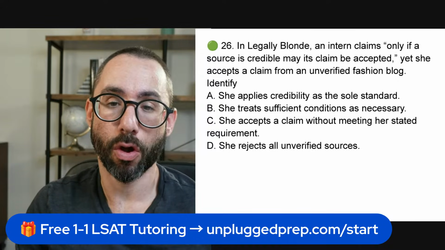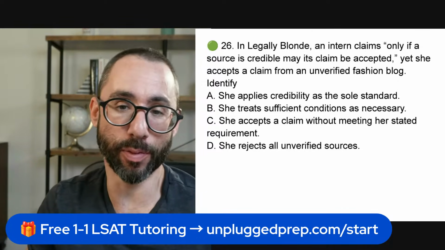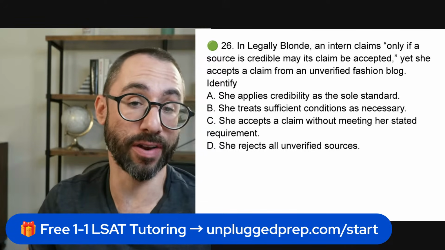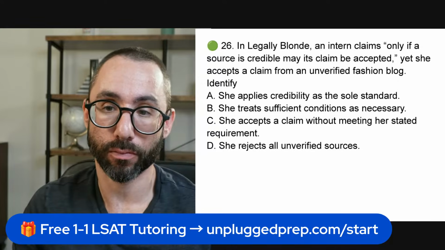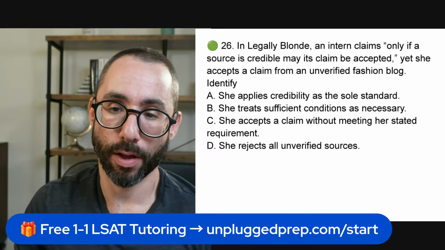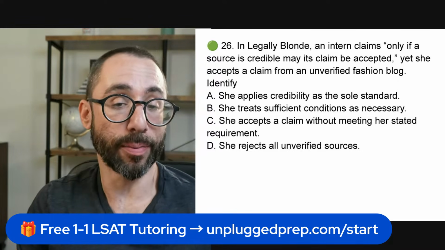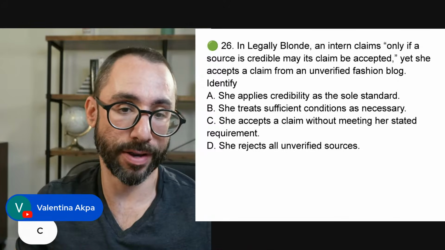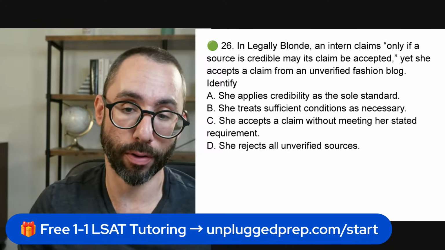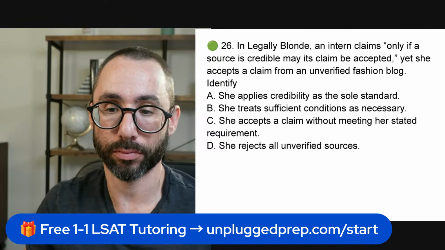So she claims only a credible source can be accepted. Then she takes a claim from something unverified. So there's a certain element there of perhaps hypocrisy. She's not acting in line with her statements. I see some answers starting to come in here. Osvaldo says C. Passion says C. She accepts a claim without meeting her stated requirement. Valentina says C. Exactly right. So she's accepting a claim, but not meeting what she had stated or claimed earlier. TG Law says C. Exactly right. So her words and actions not lining up. Nice, folks. You got it.